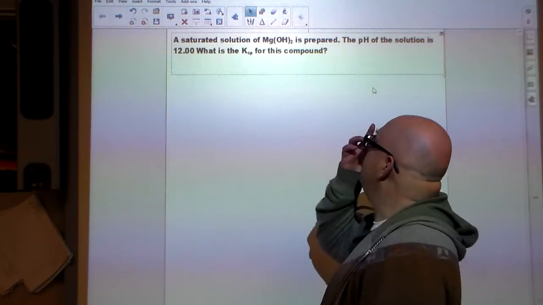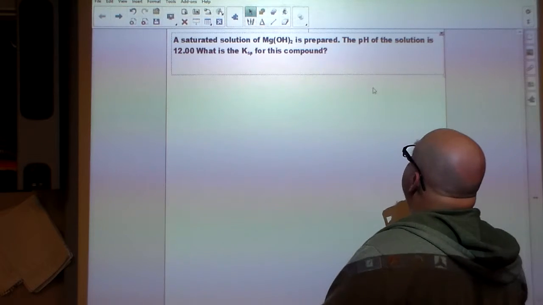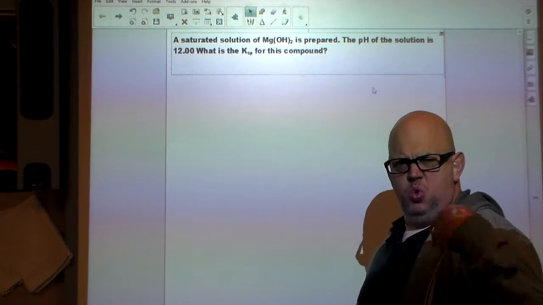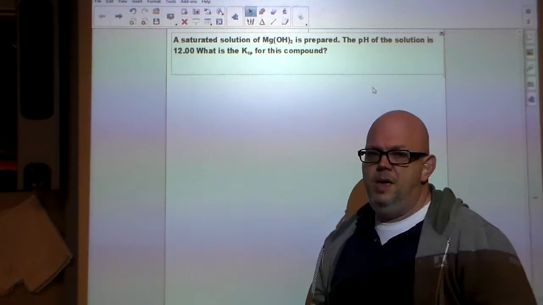So in this case, a saturated solution of Mg(OH)2 is prepared. The pH of the solution is 12.00. Ooh, that's a bit basey now, isn't it? What is the Ksp for this compound?